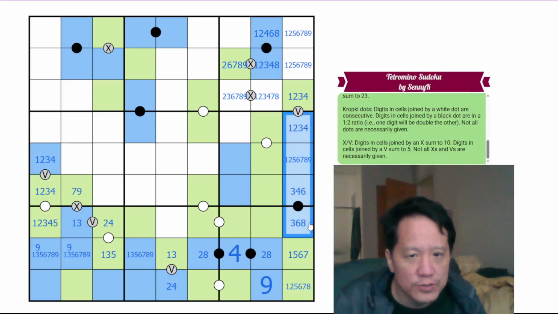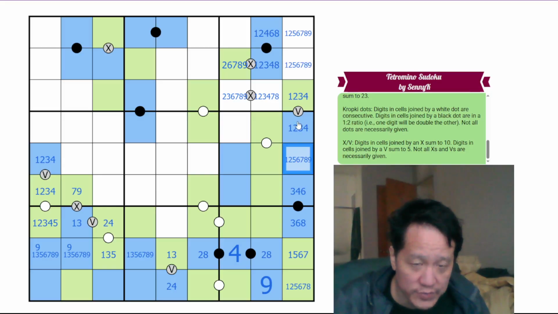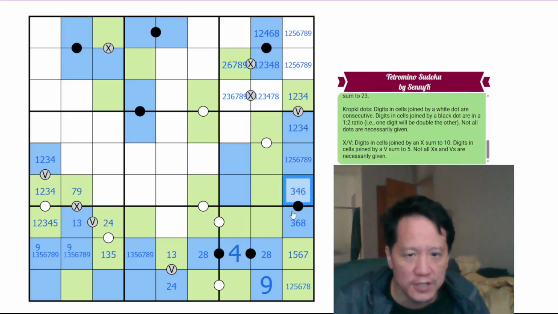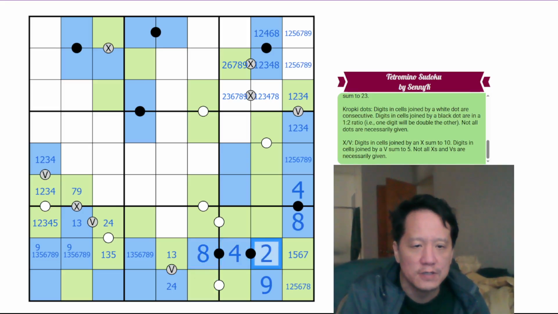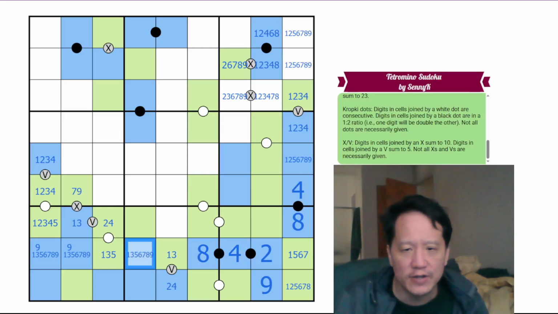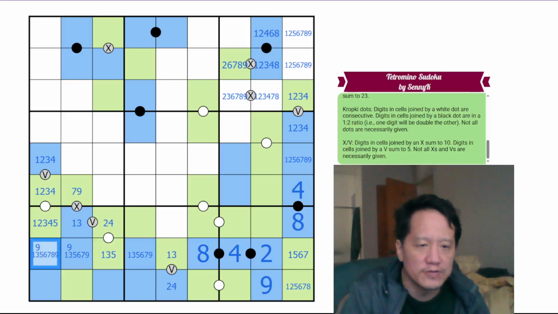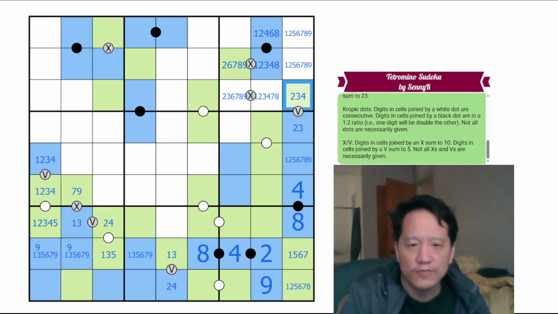This must add up to 23. If you have 3 and 6 here, that's 9. Plus 9 is 18. Plus 4 at most is 22. So this cannot be 3 and 6. It must be 4 and 8. So this is 4 and 8, which means this is not 8. This is 2. This is 8. Anyways, 8 can't be any of these digits. So this is 4 and 8, which forces this not to be 1 or 4.